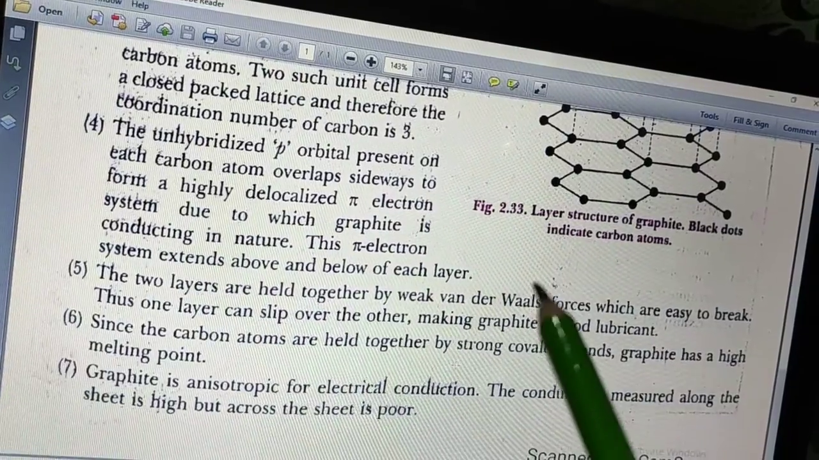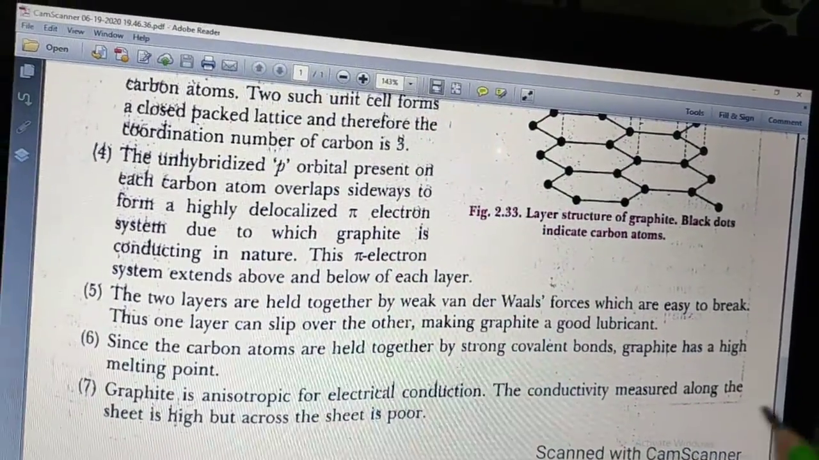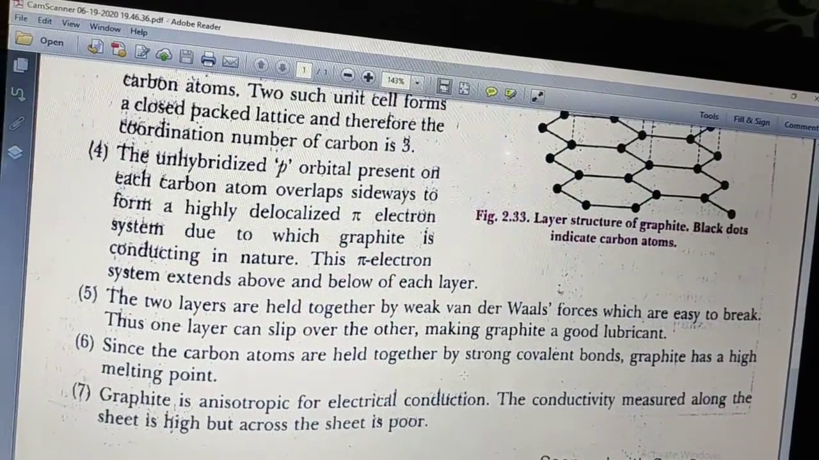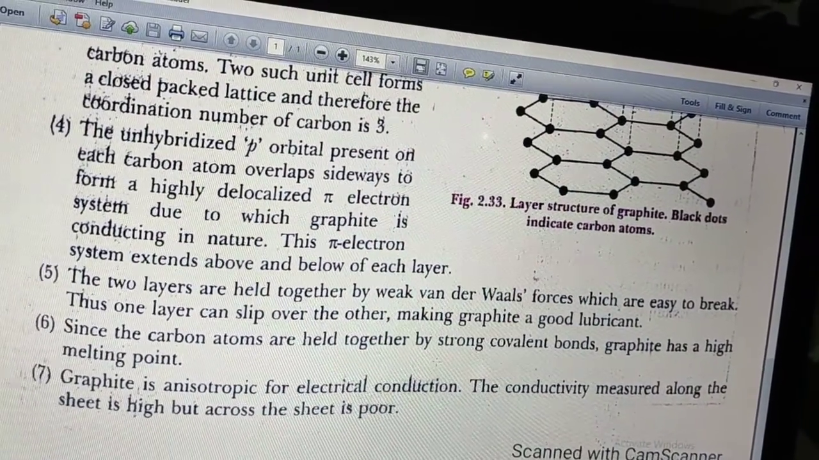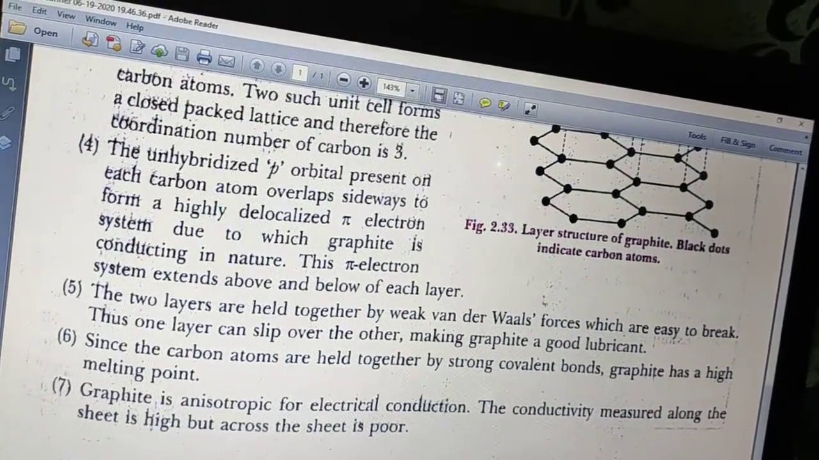Thus one layer can slip over the other, making graphite a good lubricant. This is the reason why graphite is a good lubricant: the two layers are held together by weak forces that are easy to break. Thus one layer slips over the other.